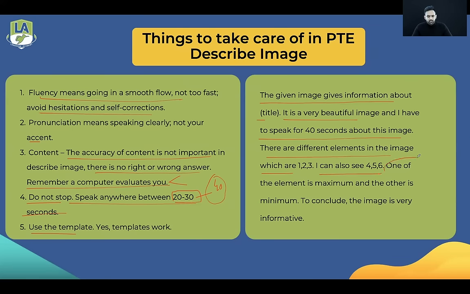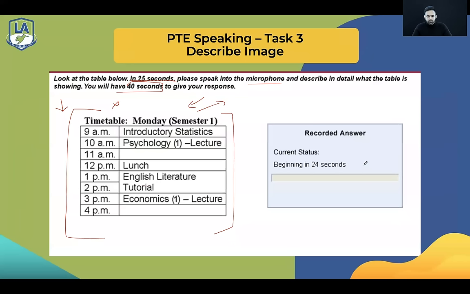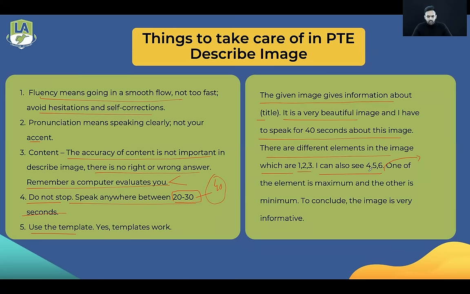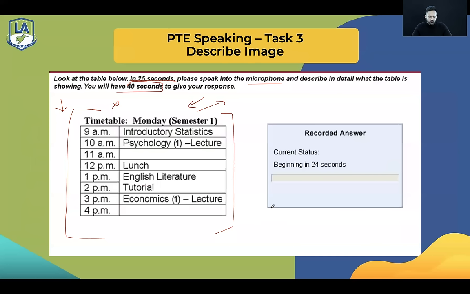You can add another sentence here. I can see 7, 8, 9. Now 7, 8, 9, 1, 2, 3 are keywords, right? I'll just show you in a second how I explain it. One of the element is maximum, the other one is minimum. To conclude, the image is very informative. The image gives information about timetable.